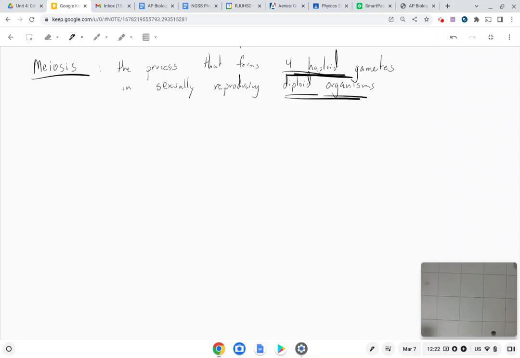All right. So remember that the definition of haploid is that you have 1 copy of each chromosome, and then diploid means you've got 2 of each. And by the way, the cells that are haploid, generally speaking, are gametes, and the cells that are diploid are somatic cells. Somatic means body cells.